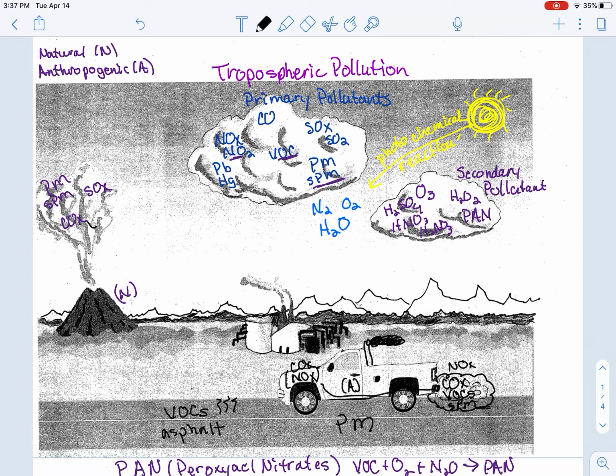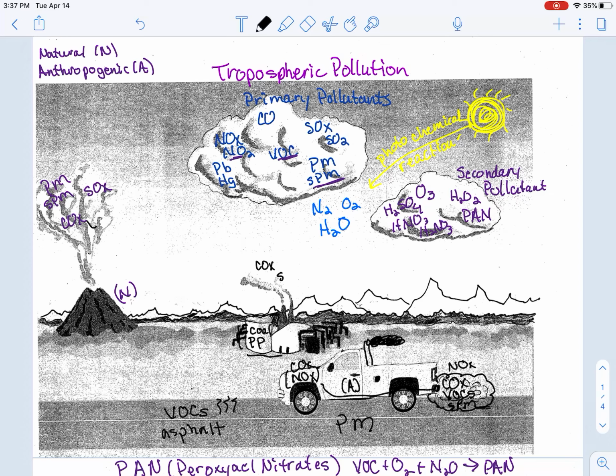All right, you'll notice there's a little place back here. This is going to represent our coal burning power plant. Okay, so coal in particular gives off a lot of different kinds of compounds. Most notably, of course, is our CO2 or COXes.